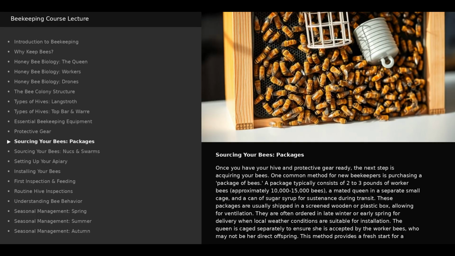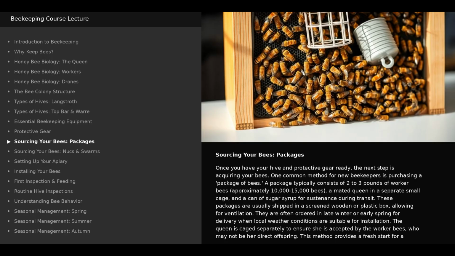Sourcing your bees. Packages. Once you have your hive and protective gear ready, the next step is acquiring your bees. One common method for new beekeepers is purchasing a package of bees. A package typically consists of 2 to 3 pounds of worker bees, approximately 10,000 to 15,000 bees, a mated queen in a separate small cage, and a can of sugar syrup for sustenance during transit.